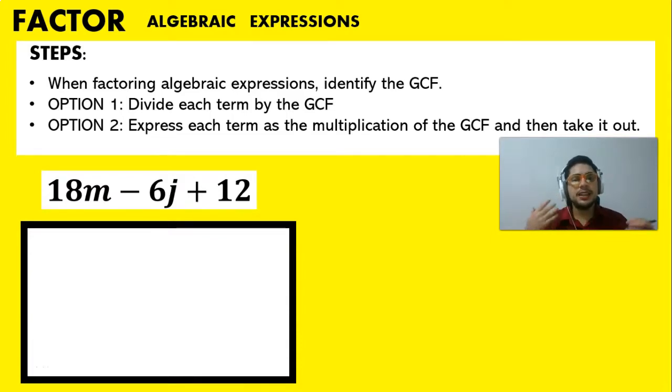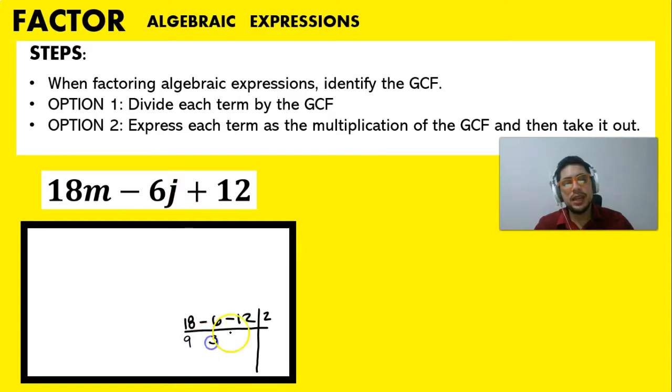So the first step is finding the greatest common denominator. I'm going to find it not by simple inspection, which you can actually see that every single number here is divisible by 6, but I am going to use the common division. So I'm going to put the 3 coefficients and try to divide them by the same numbers. Since they are all even numbers, I can divide them all by 2. So 18 divided by 2 is 9, 6 divided by 2 is 3, and 12 divided by 2 is 6.